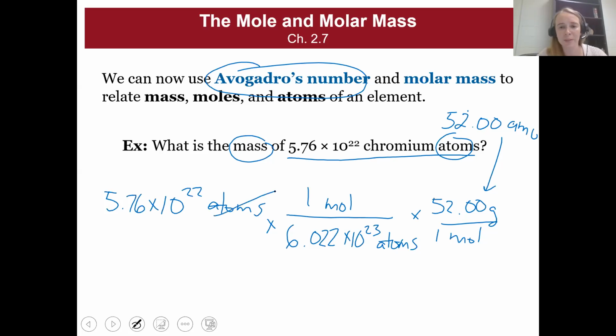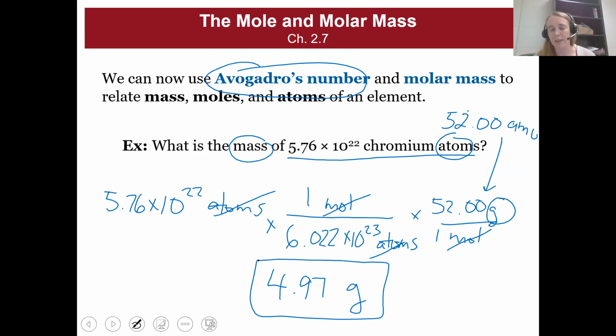All right, so we got atoms on top and bottom, atoms cancel out. We got moles on top and bottom, moles cancel out, and we're going to end up with grams. So we just plug that in our calculator real quick. I'm going to do it right now while you're doing it. And I got 4.97 grams is my answer.